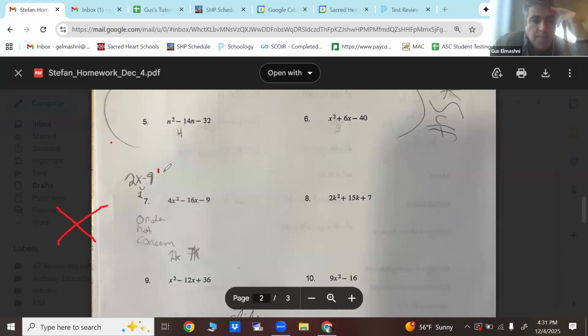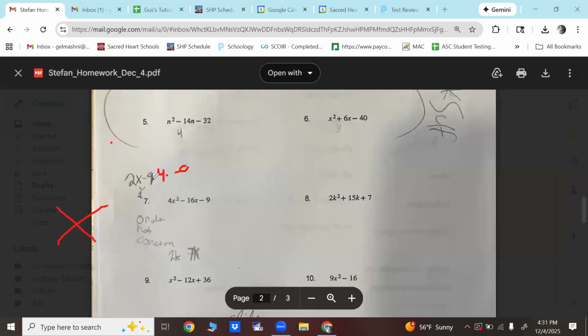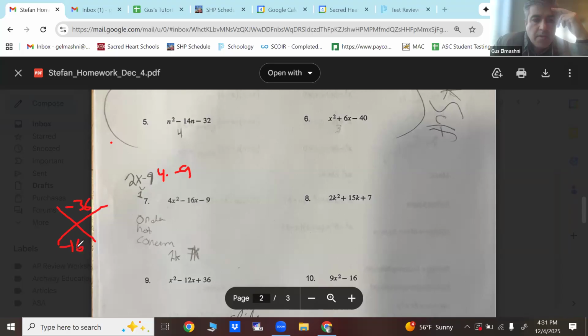So you do 4 times negative 9, which is negative 36. Okay, actually, no, this won't work as well as I thought it would. Even though 4 and 9 are perfect squares, it's not going to quite work the way I thought it would. So let's look at the options.